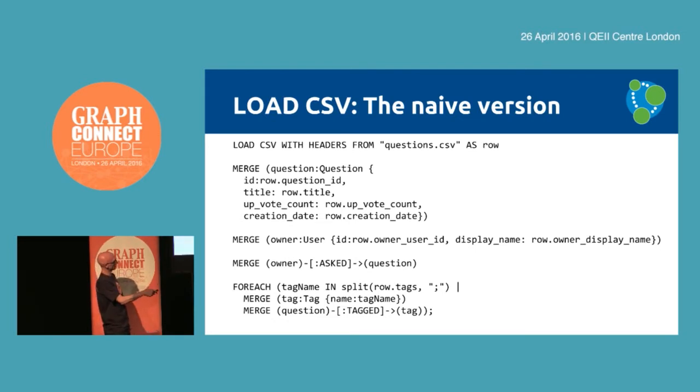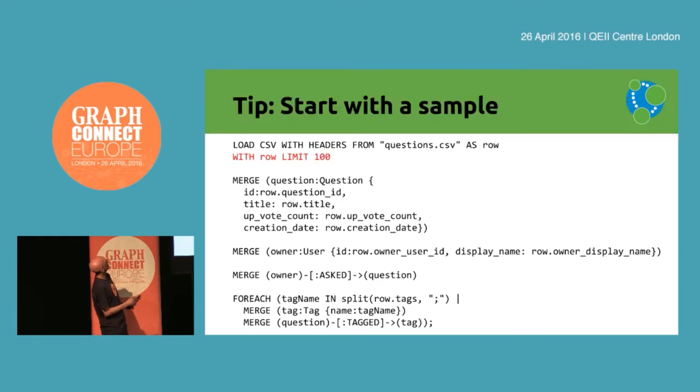Then I'm going to iterate through the tags. This is just going through that semicolon-separated array we had. I'm going to create a tag, and connect the question to the tag. Then you run it, and you're like, this seems to be running for quite some time. So the first thing is, when you're playing with a data set for the first time, actually do a smaller sample.